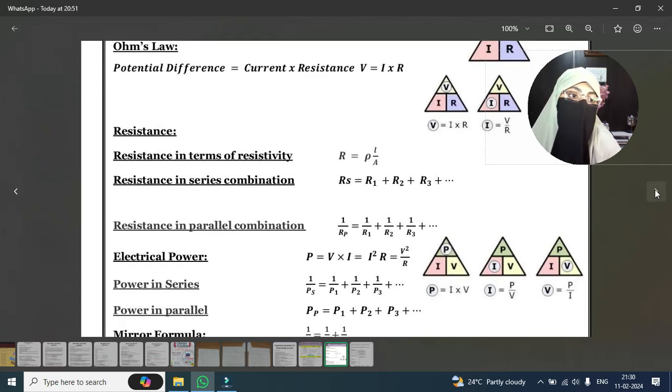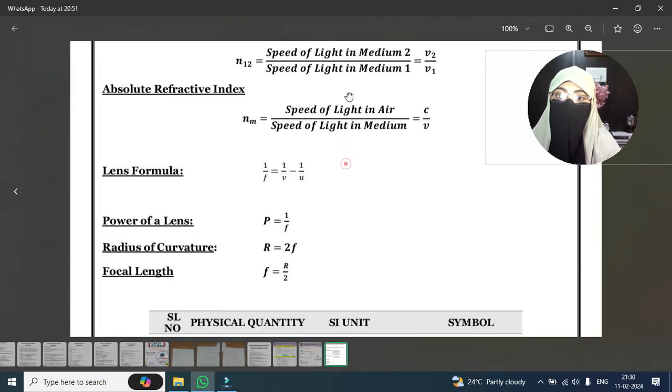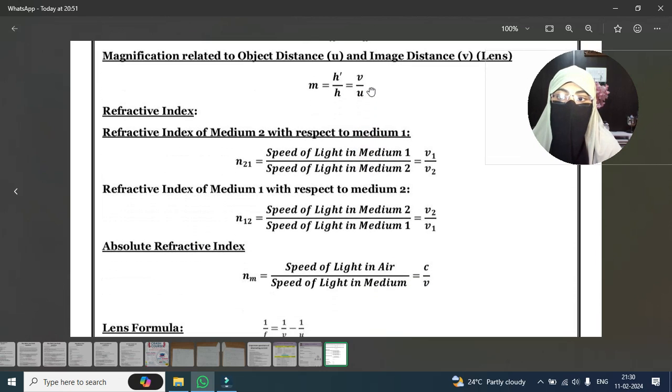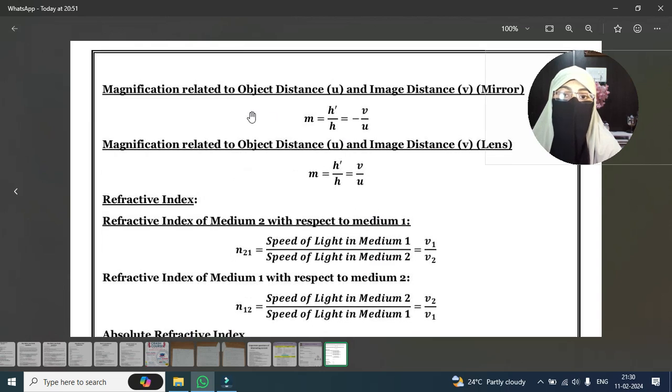Okay, coming on to the next. Magnification related to object distance. If the object distance and image distance have been given, how will you find out the magnification? The same previous formula, height of the image to the height of the object. For the lens as well as for the mirror, it remains the same.